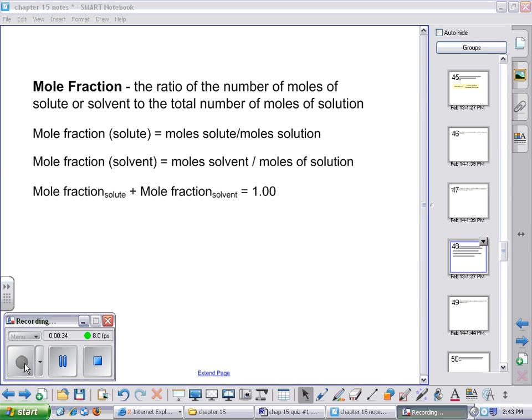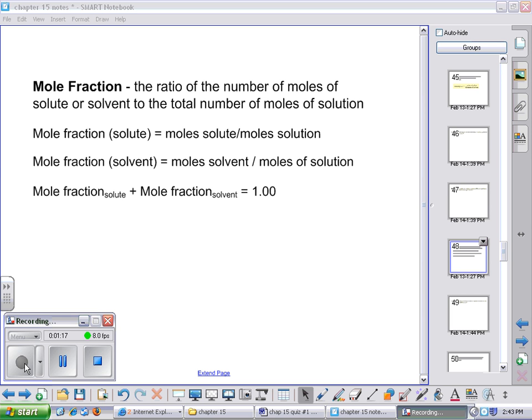It's the ratio of the number of moles of the solute or the solvent, depending on which one you're talking about, to the total number of moles of the entire solution. So if you want to find the mole fraction of the solute, you take the moles of your solute and divide it by the moles of your total solution. That'll tell you your mole fraction of just the solute. If you want the mole fraction of the solvent, you take the moles of your solvent and divide it by the moles of your solution again.